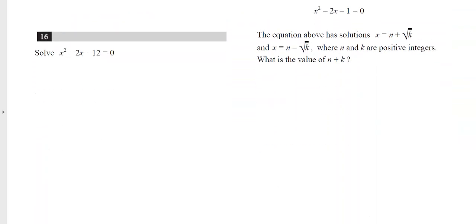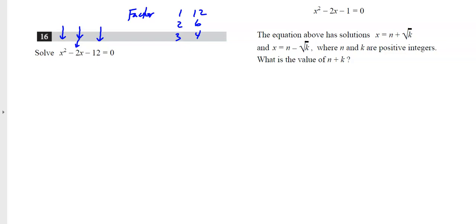All right, number 16 says... I see all three pieces. I'm like, all right, I got an x squared, I got an x, I got a number. So I try to factor it. I got 1 and 12, 2 and 6, 3 and 4. I don't think there's any way to get this negative 2. There's no way to get that. So this is not factorable. Crap. So this means I got to use the quadratic formula.